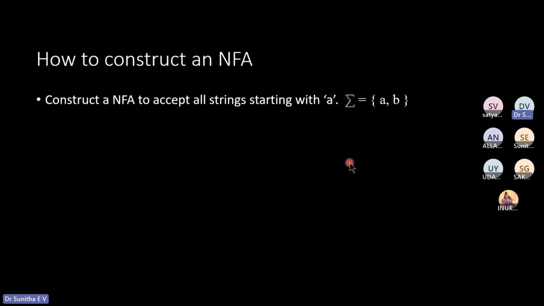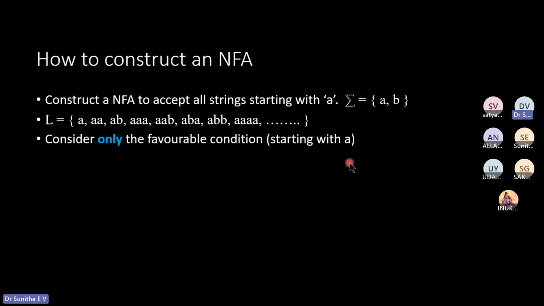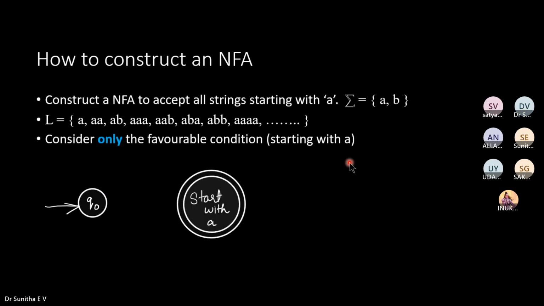The difference between NFA and DFA is that when we draw a DFA, we have to consider both the favorable case and the unfavorable case, that is, the positive and the negative cases. But when we draw an NFA, we need to consider only the favorable conditions. We need not bother about the negative cases. So our string should start with A. So we start with Q0, then the start-with-A condition is there, and that state is the final state.